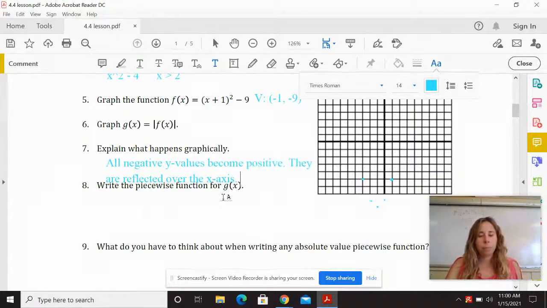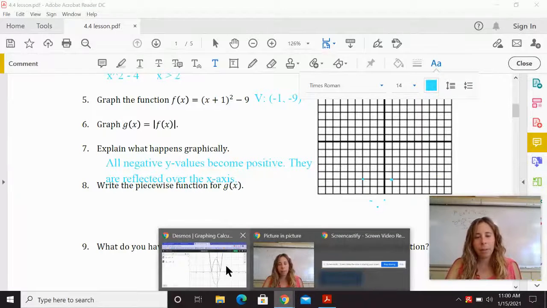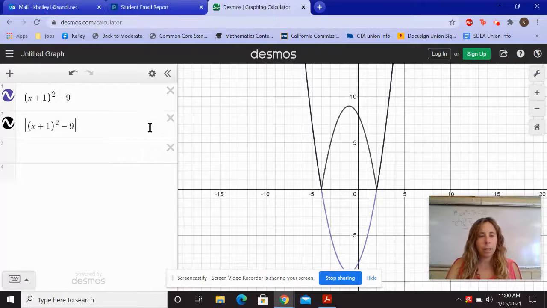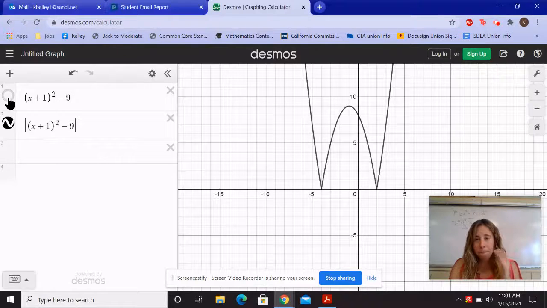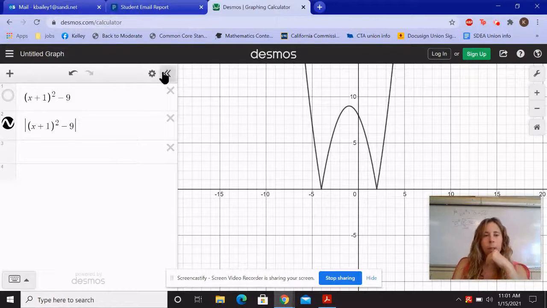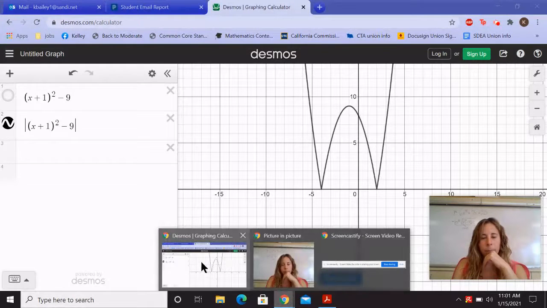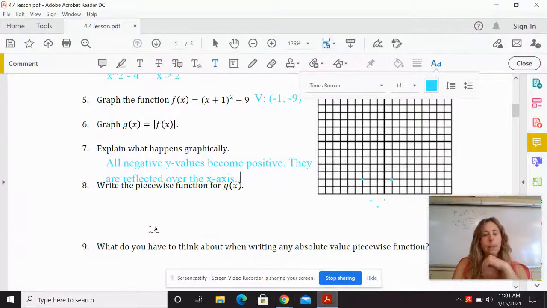So, once again, if we look at our graph, let's take this guy off. How many different functions am I going to have for my piecewise? How many sections are there? 3. 1, 2, 3. Okay, so similar to our last one.